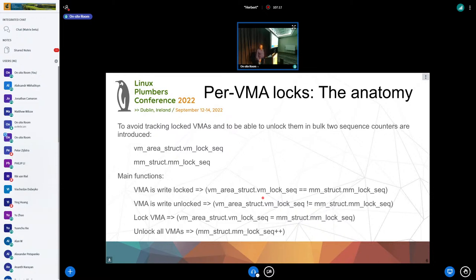And there are other cases where we'll fall back to taking the mmap lock. So, for example, the arbitrary walk can lead us to the wrong VMA if it's being modified at the same time that we walked under RCU. And in that case, we'll also fall back to the mmap lock.